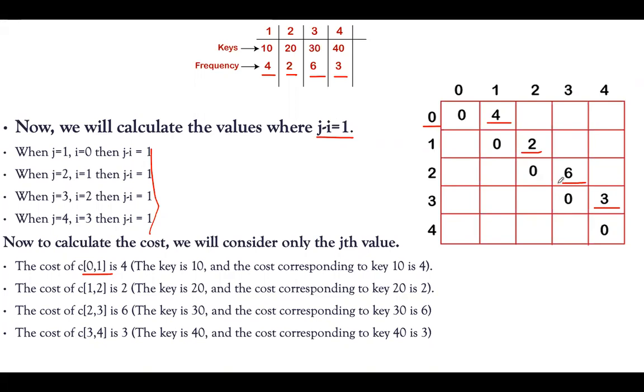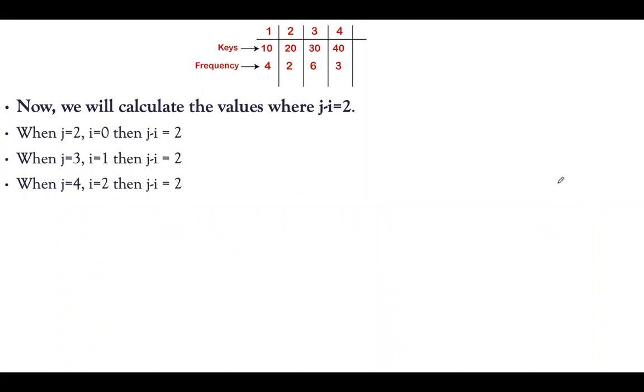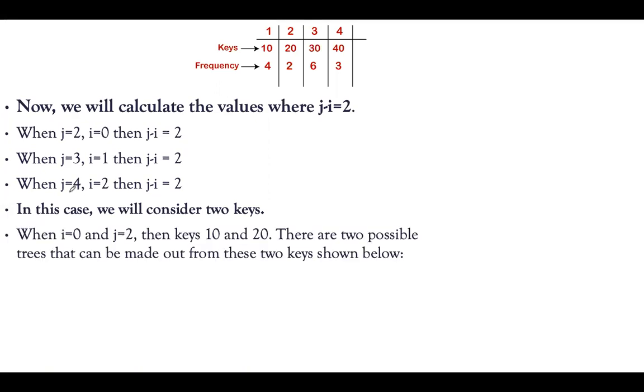Next, j minus i is equal to 2. Where are you going to get j minus i equal to 2? First, j value 2 and i value is 0. That is one location. And j is 3, i is equal to 1. j is 4, i is equal to 2. So in these 3 locations, j minus i will be 2, 2, 2. That is 0, 2, 1, 3, and 2, 4.